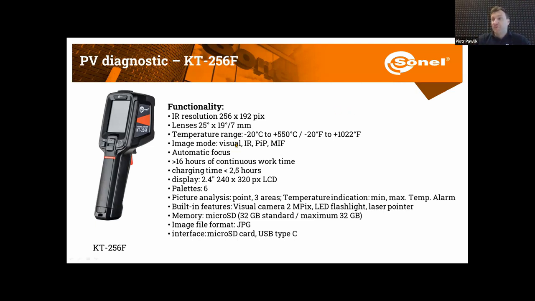And if the camera also has visual lenses, then we can use different mixing modes and put the infrared image over the visual image, and this way it is easier to identify the problems that we have spotted. Automatic focus may also come in handy, because if we have a camera with a fixed focal value, we need to come closer or further from the object that we are checking. If the camera has automatic focus, we just press the button and it focuses on our object.